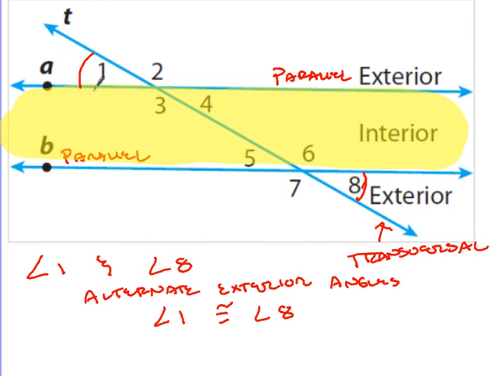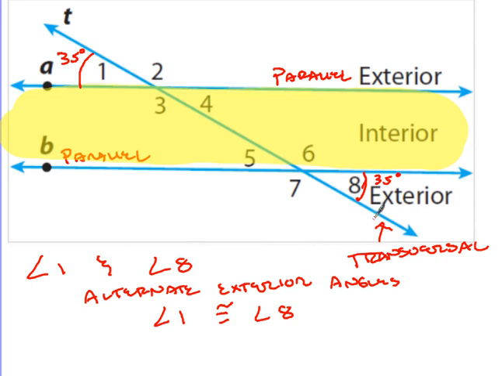So what I mean by that is if I know the measure of angle 1, so if angle 1 is, let's say, a 35-degree angle, then that means because angle 8 is an alternate exterior angle, it is also a 35-degree angle, and that'll happen every single time. That works every single time, by definition.